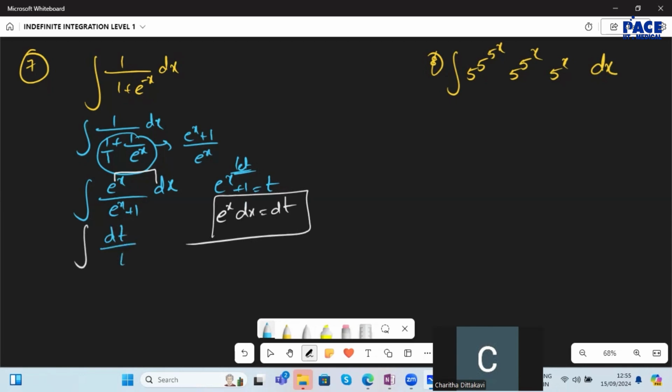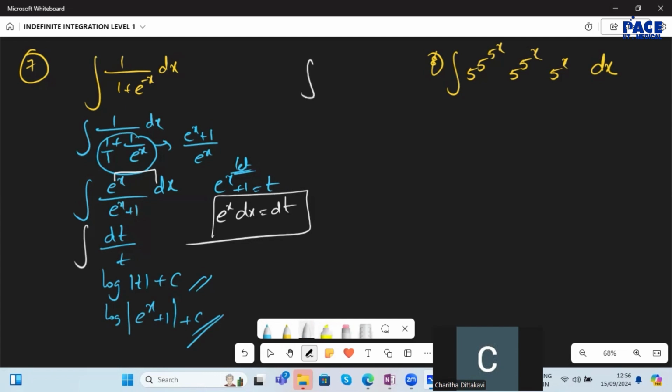This is dt by t, which is nothing but log mod t plus c. What is t? T is nothing but, what did we consider? E power x plus 1, plus c. Finish. Right. Now for the next question, integral of, this is a constant value to the power x.